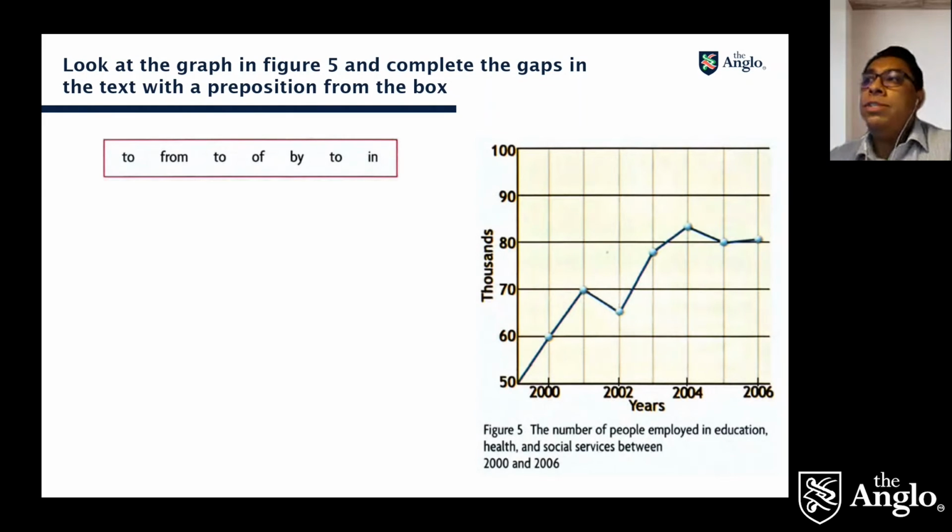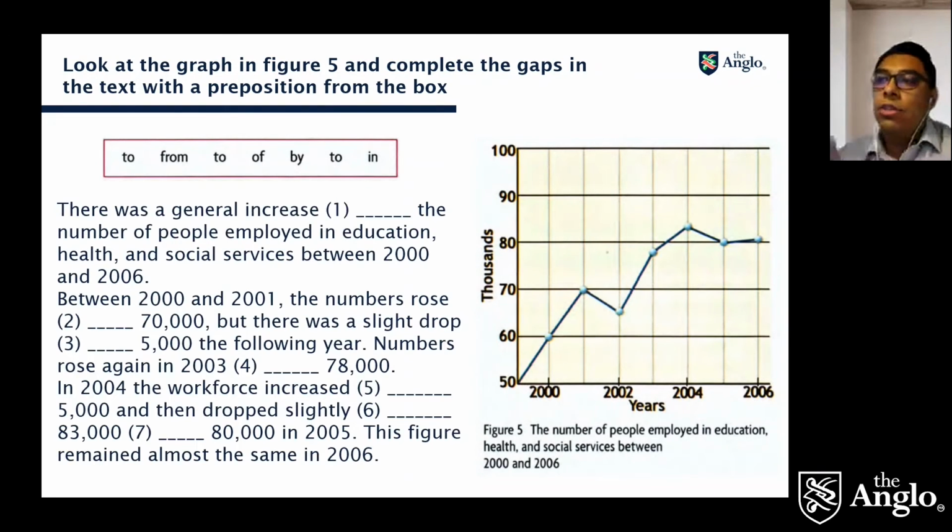Now, using these 7 prepositions that you have here, I want you to complete this text, okay? So this is a paragraph, or a couple of paragraphs, that describe the graph that you have on the right, okay? So check the graph, read the description, and only complete using the prepositions, okay? Please.